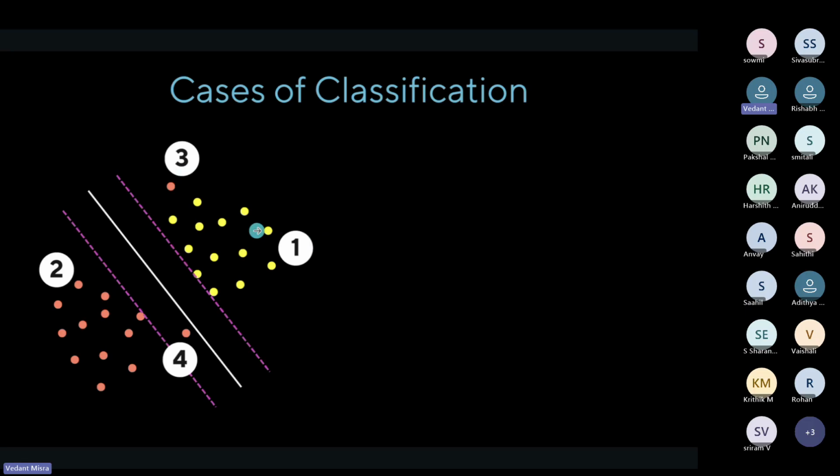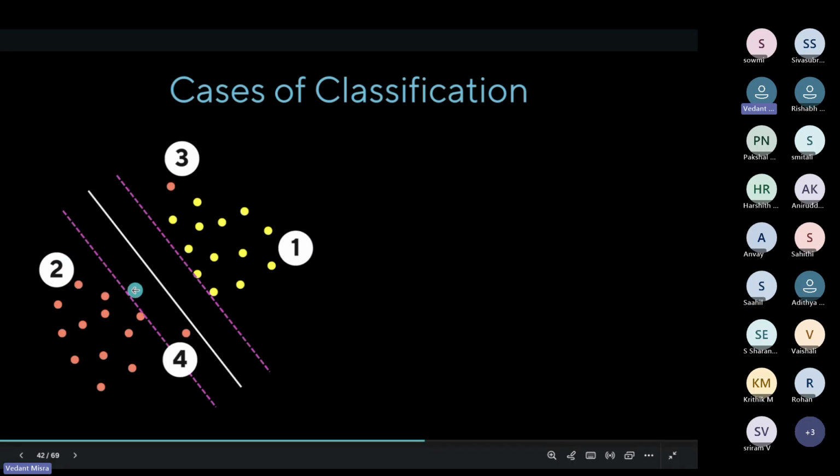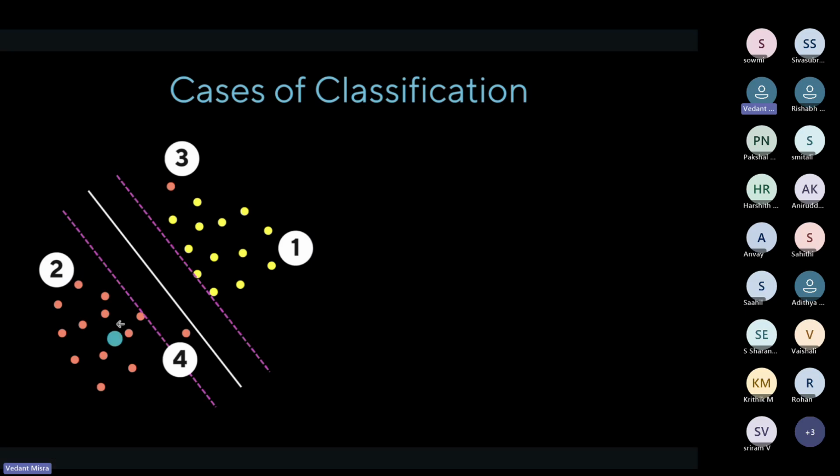So the first case is this yellow point. It's supposed to be here and it is here. So this is classified correctly. We wouldn't want any error over here. The second case is this red point. It is located in its cluster and is beyond this margin boundary. So even for this, we wouldn't expect any error. The third one is this red point, which is clearly misclassified. It's on the other side of the decision boundary. So we'd expect a pretty high error for this.